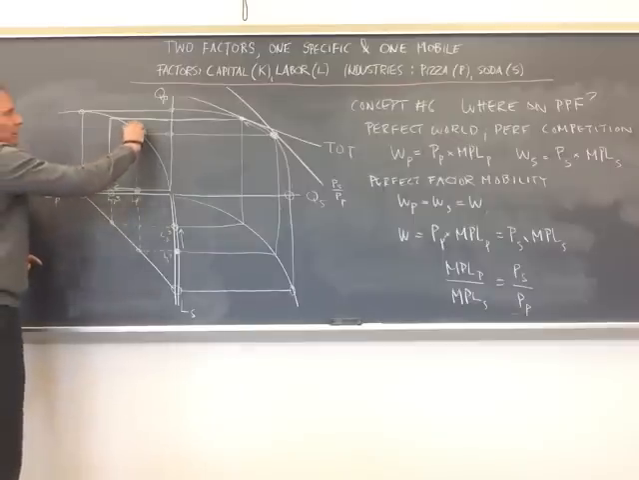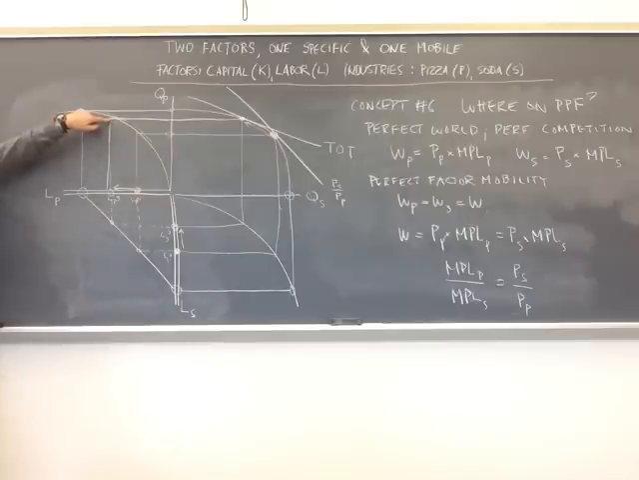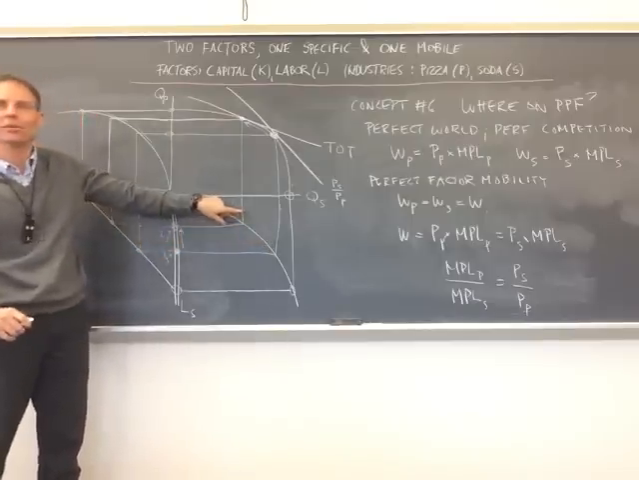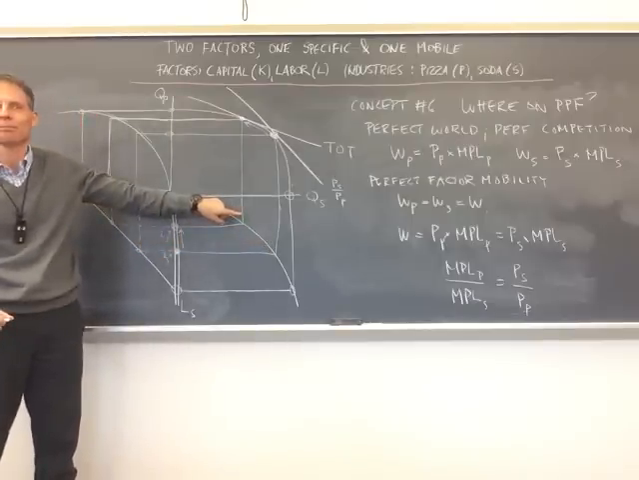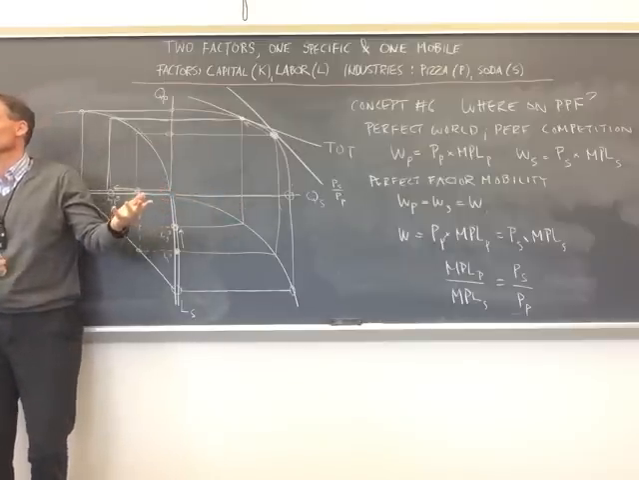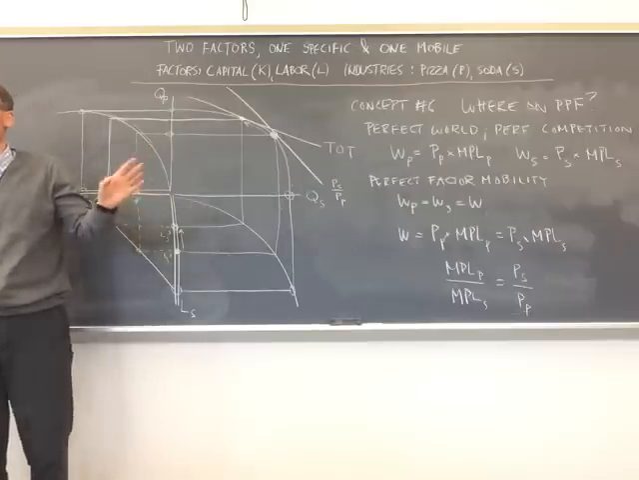You can also see that as we add more and more workers to the pizza industry, the marginal product of labor in the pizza industry is going to decrease. But the marginal product of labor in the soda industry is going to increase. That is going to create income distributional effects. Some workers will be better off or worse off.